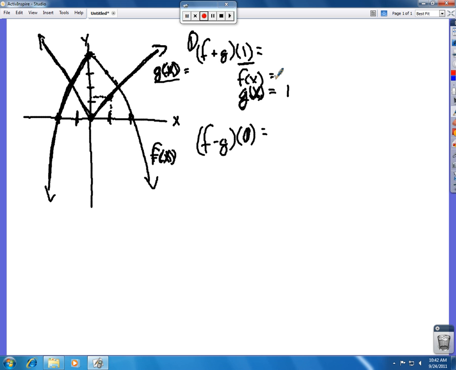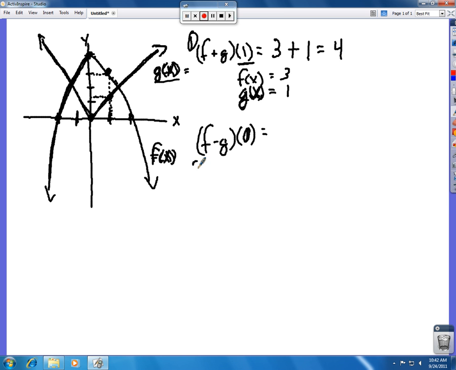Now let's look at your function f of x. So again, go up to wherever your 1 hits your graph for f of x, and go over to its y value, which is 3. And we're adding them together, so you have 3 for the outcome of f of 1, and you have 1 for the outcome of g of 1. So your final answer in this case will be 4.